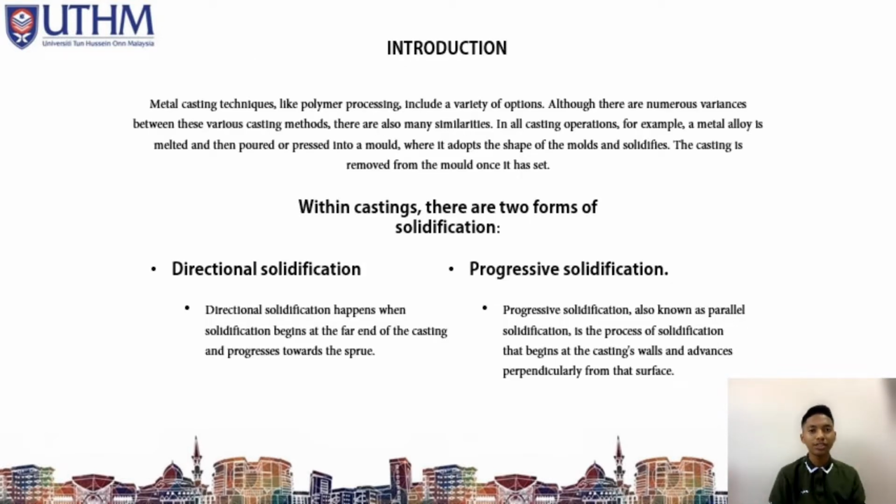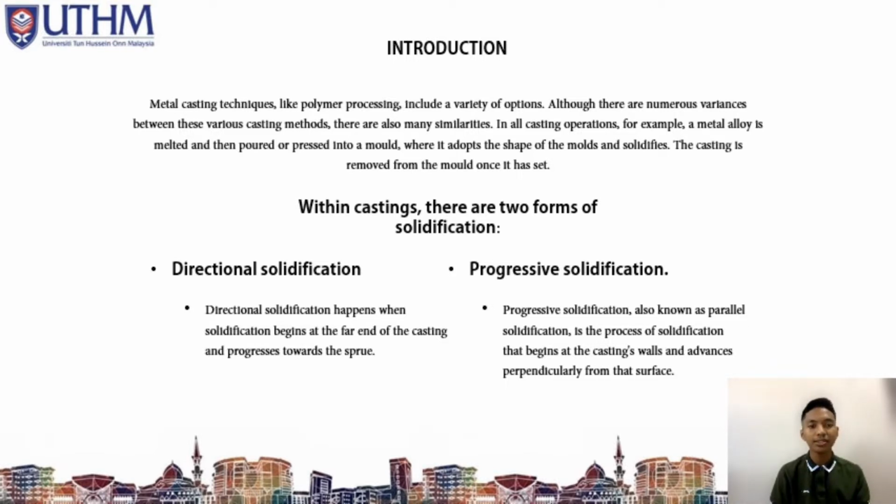For introduction, metal casting techniques, like polymer processing, include a variety of options. Although there are numerous variants between the various casting methods, there are also similarities. In all casting operations, for example, a metal alloy is melted and then poured or pressed into a mold, where it adopts the shape of the mold and solidifies. The casting is removed from the mold once it has set.